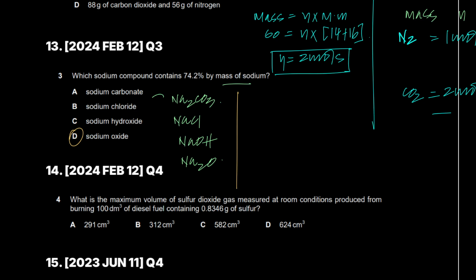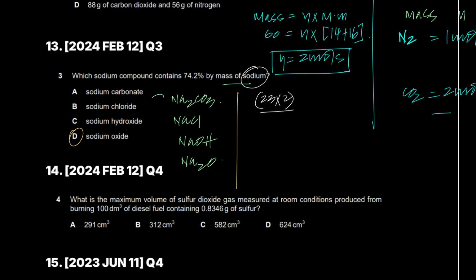How did Sir Suleiman know it's D right off the bat? These are the quick mathematical techniques that you need to know. How do you calculate percentage composition by mass of sodium? Part over whole into 100%. That's how you calculate percentages. So sodium is 23, times 2, divided by total mass, which is 23 times 2 plus 12 plus 16 times 3.